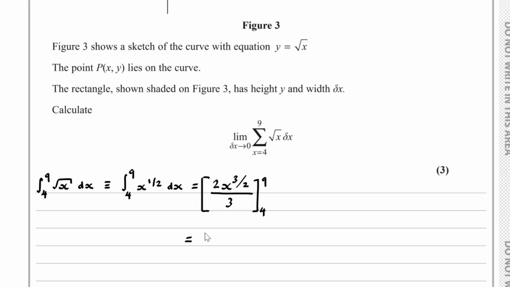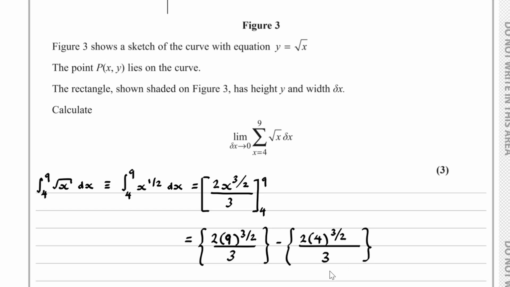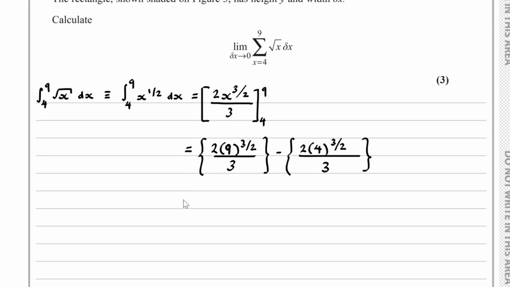And if we work all this out, for our upper limit, we have two lots of 9 to the power of 3 over 2 over 3, minus 2 lots of 4 to the power of 3 over 2 over 3. And it turns out if we tidy all this up, we get 38 over 3. So that is the result of this.